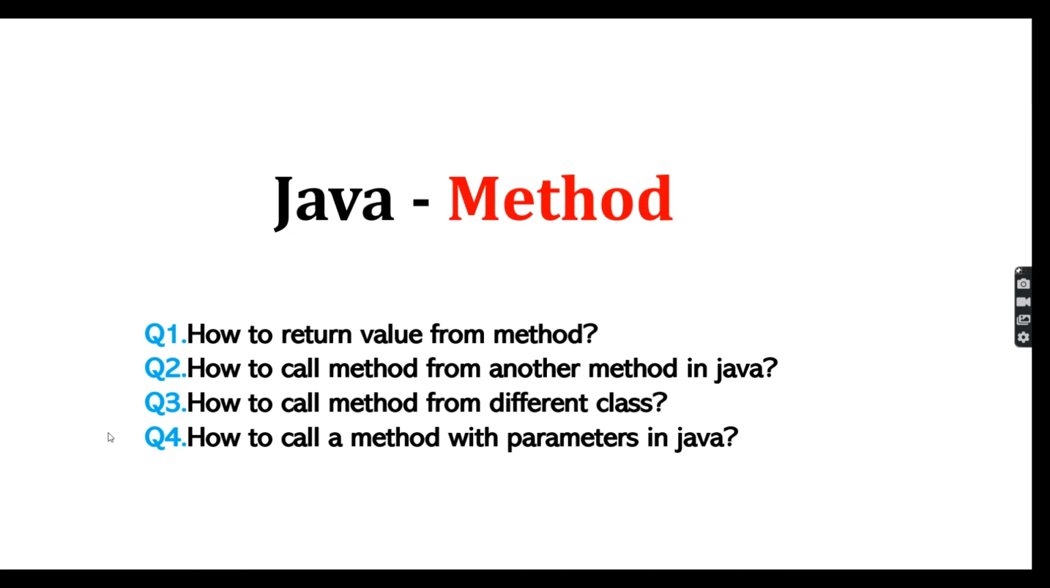Hello friends, today we are going to be looking into the Java method concept. In this concept, we are going to look into four different types of questions: how we can return a value from a method, how we can call a method from another method, how we can call a method from a different class, and how to pass a parameter in a method. Once we pass the parameter, how we can access those values. So these are the concepts we are going to look into in this method concept.